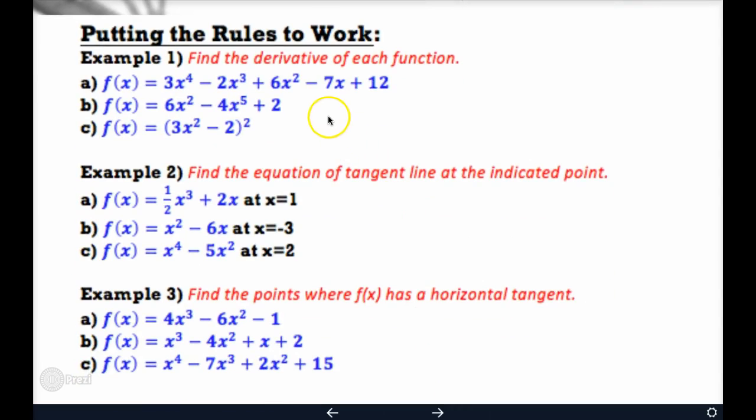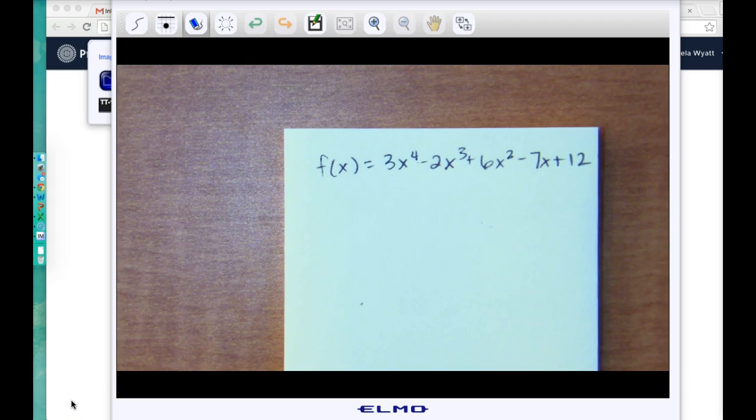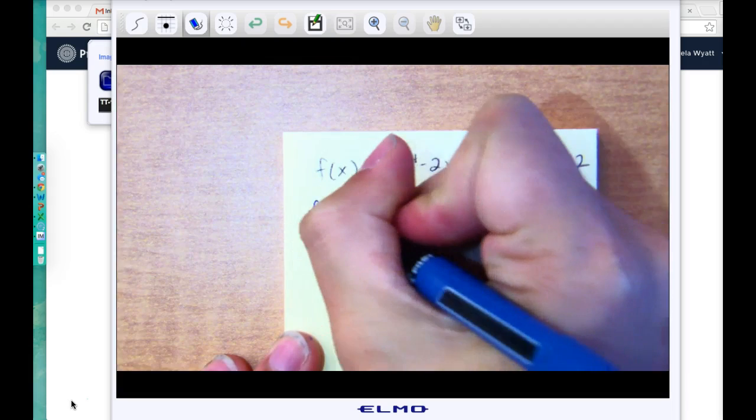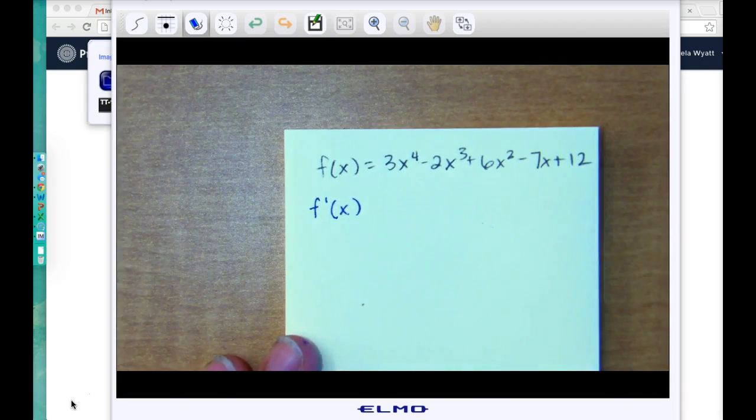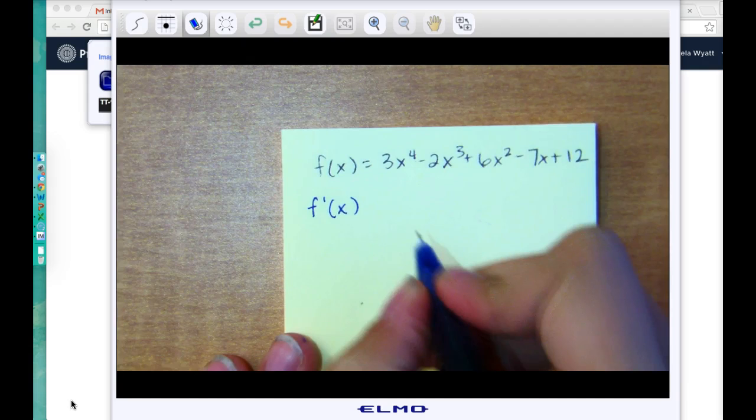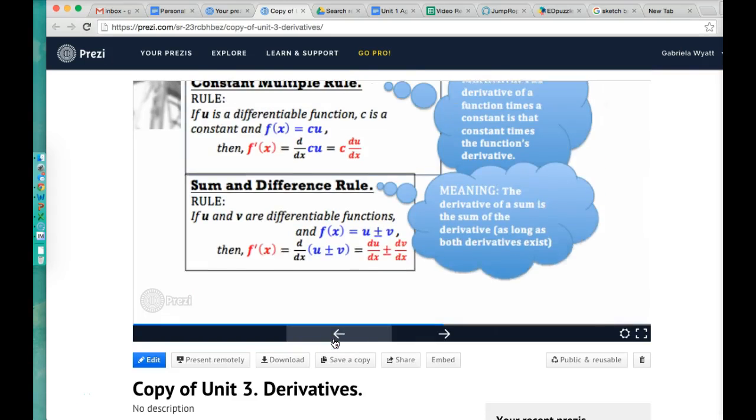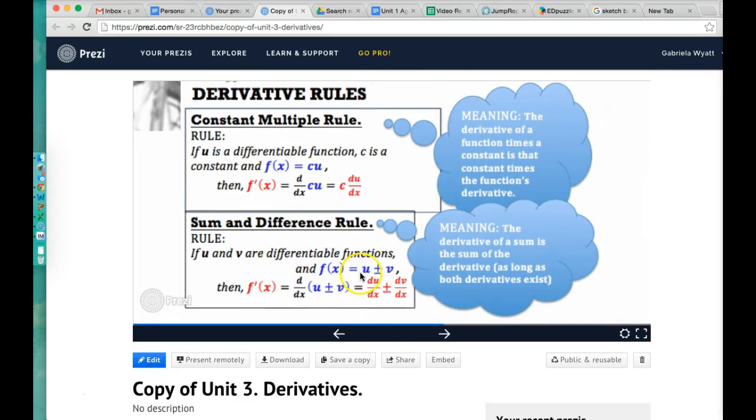So let's take a moment to apply this to a couple of these functions. This is our first example. If I want to take the derivative of this function, because these are all separated by plus and minuses, I'm going to apply the sum and difference rule. The sum and difference rule means that I just take the derivative of each and keep the same sign that's in between.